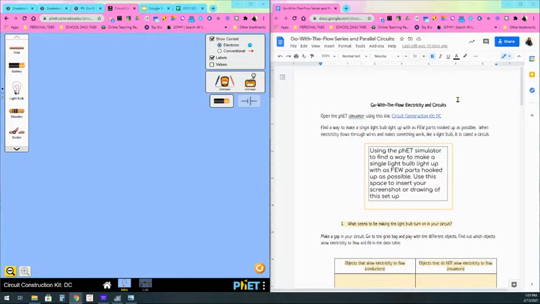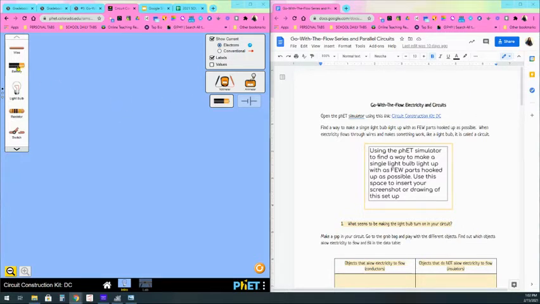We're going to be reviewing your Go with the Flow Electricity and Circuits PhET simulation. On the screen, you'll notice your document on the far right side, and on the left side is the PhET simulation. You were to open up the simulator using the link that I provided, and find a way to make a single light bulb light up with as few parts as possible. You'll know that you have electricity flowing through the wires because you'll see the light bulb light up. And when you have something that you make like that, we call that a circuit.